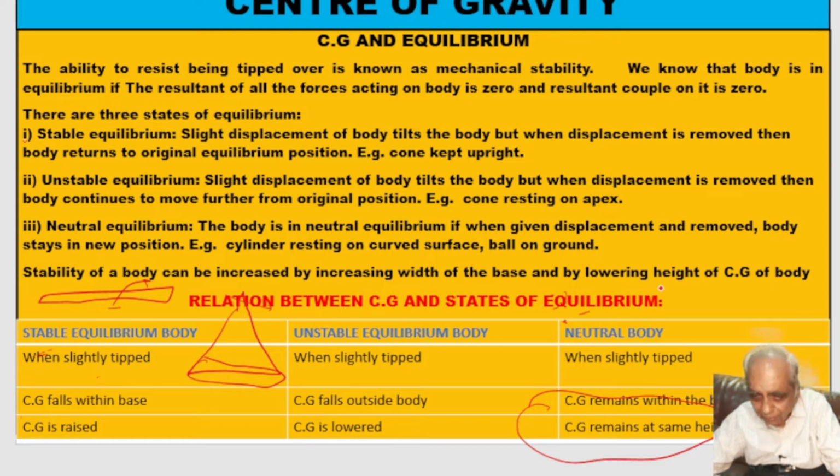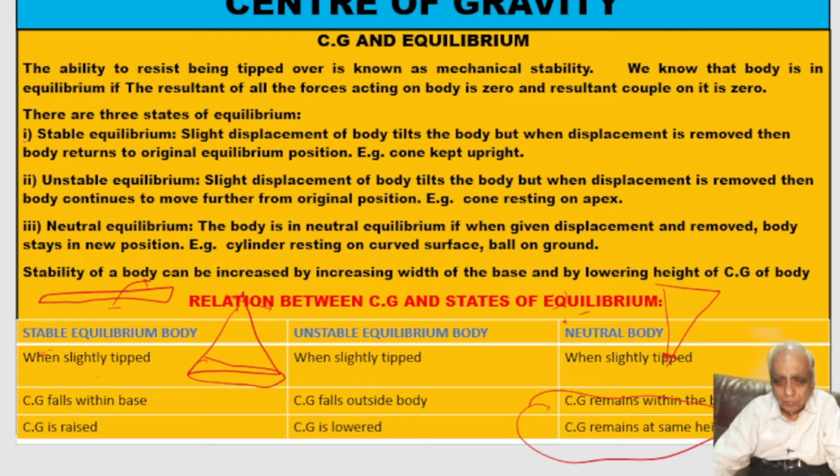But if I keep this cone in a reverse manner, so the tip touches the ground, or here there is a small flat surface, it is now in equilibrium, it is not falling. But as soon as I give a slight tilt, it will fall down. So this is in unstable equilibrium. So this is a case of stable equilibrium. This is stable equilibrium, this is neutral equilibrium, and this is unstable equilibrium.